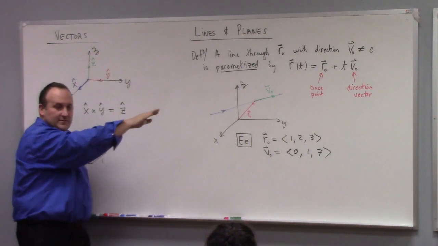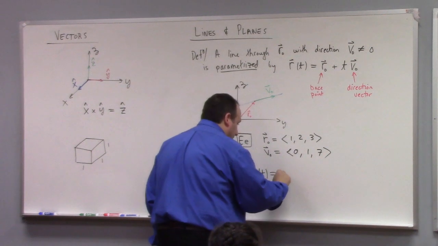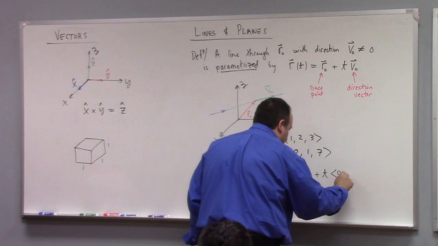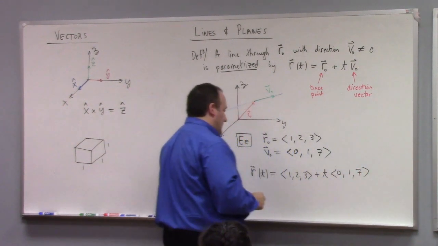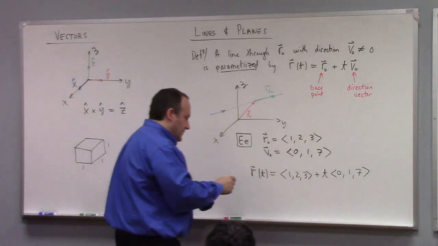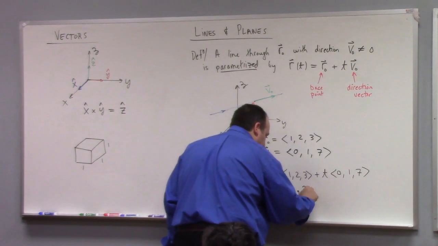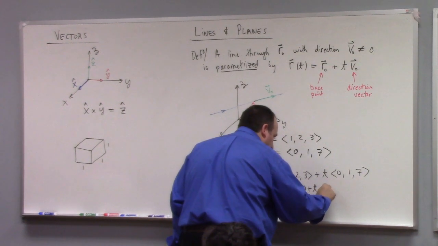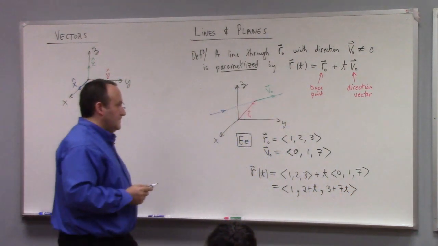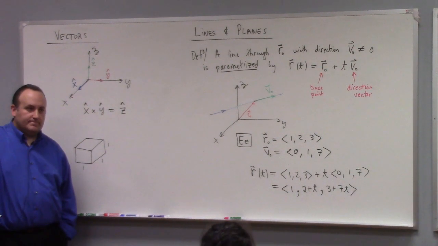So this is more interesting. And the formula is this. R of t equals 1, 2, 3 plus t times 0, 1, 7. That's a good formula. Now, if you want, you can collect it together, and you'd have 1, comma, 2 plus t, comma, 3 plus 7t, right? There you go. That is a parameterization of that line, right?